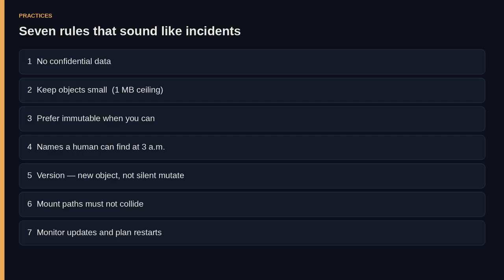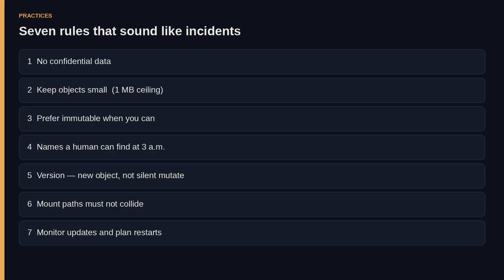Once you can create the object, the document turns stern. Best practices are not etiquette. They are the rules that keep configuration from becoming a second source of outages. First, use config maps for non-sensitive data only. Do not store passwords, API keys, or other confidential information. Use secrets instead. Second, keep config maps small. They have a 1 megabyte size limit. Large files belong in volumes.